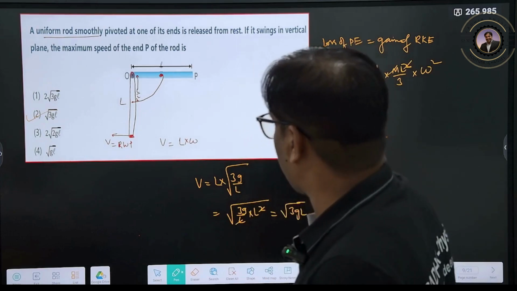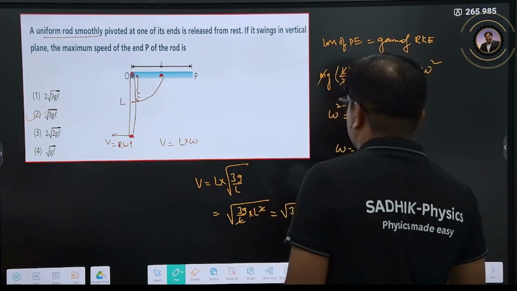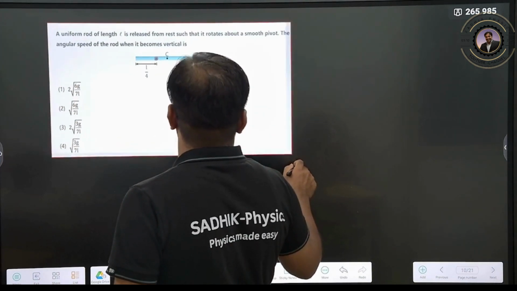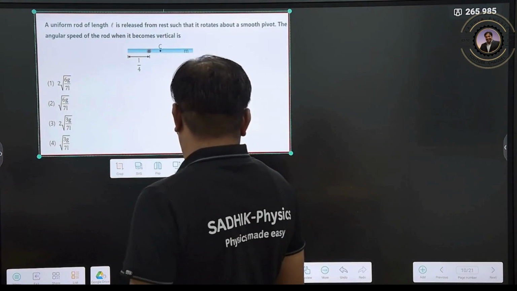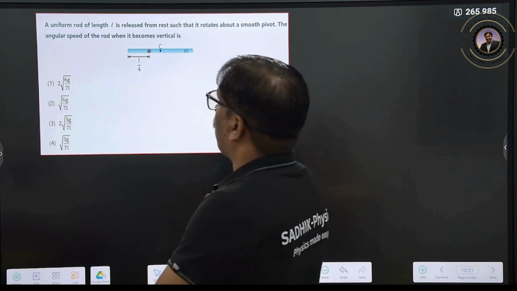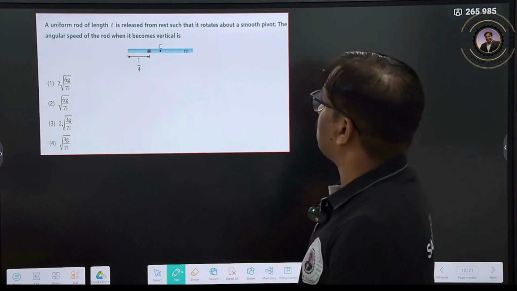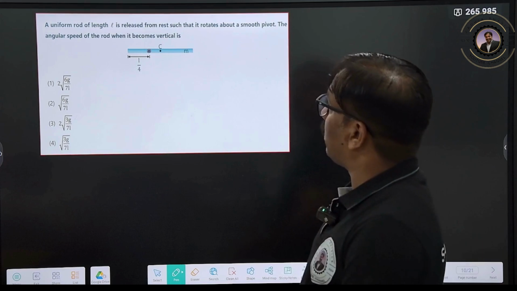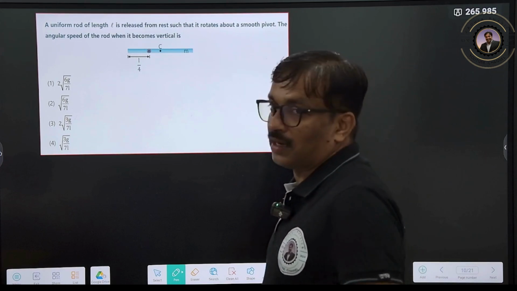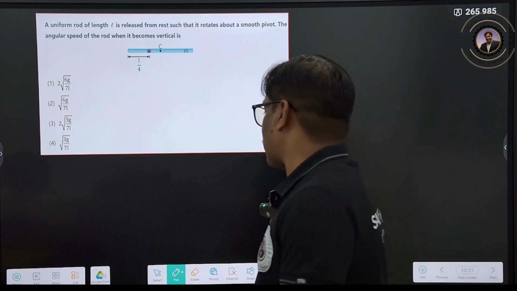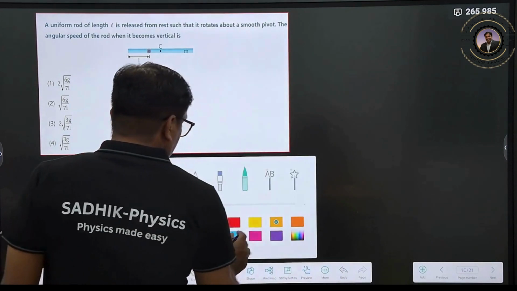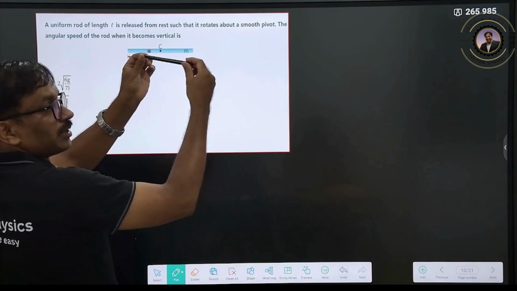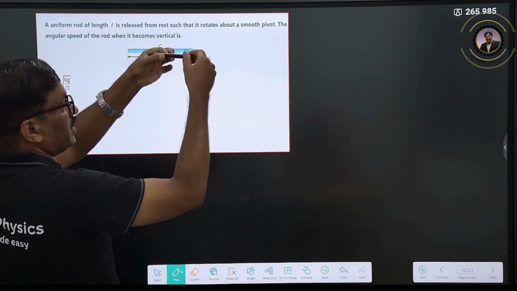Clear? Right? Now we'll see one more question. A uniform rod of length L is released from rest such that it rotates about a smooth pivot. We want to calculate the angular speed omega of the rod when it becomes vertical. Till now we discussed the rod at this point; now it is released like this.